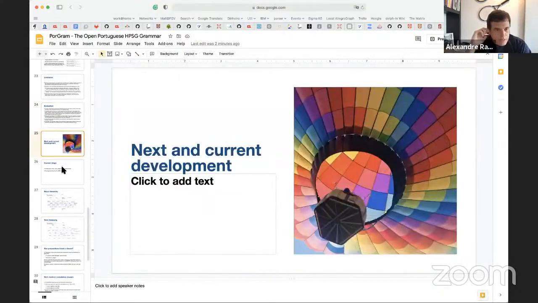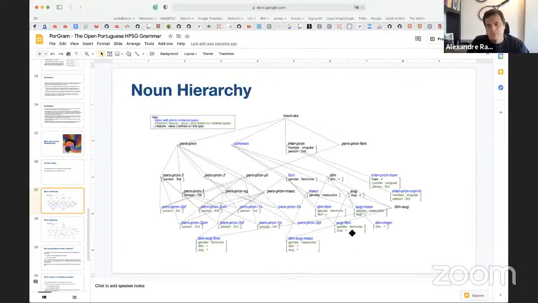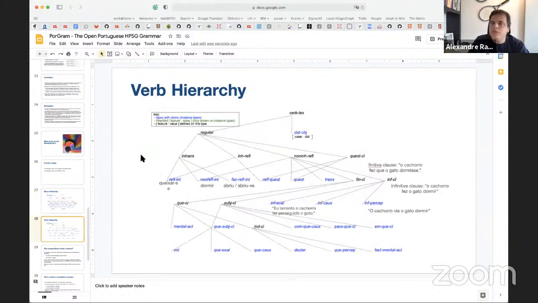Okay, and next, what we have next in terms of development. The current state is that we have all the morphology encoded, so verbs, nouns, adjectives, and determiners, and we are driven, as I said, by the test suite phenomena. The hierarchy of nouns is here. Not very surprising. The hierarchy of verbs is a little bit more interesting because it's not based on morphology, but it's based on the valence of the verbs.